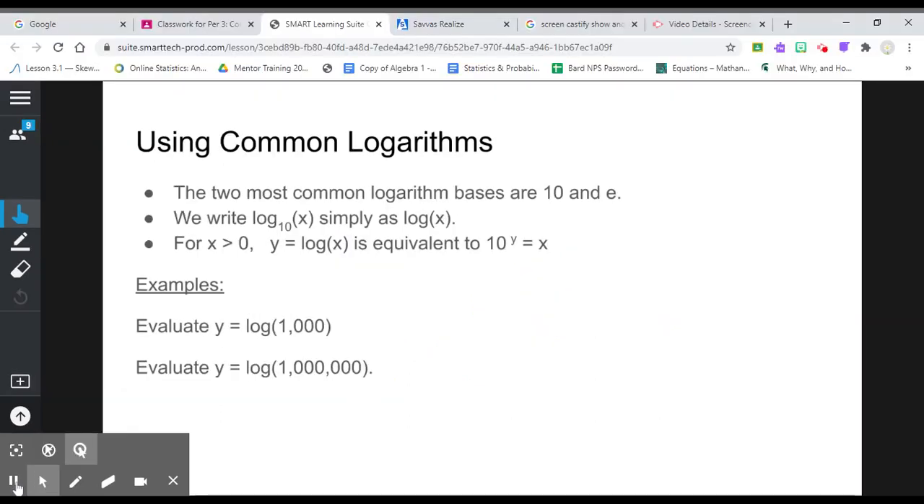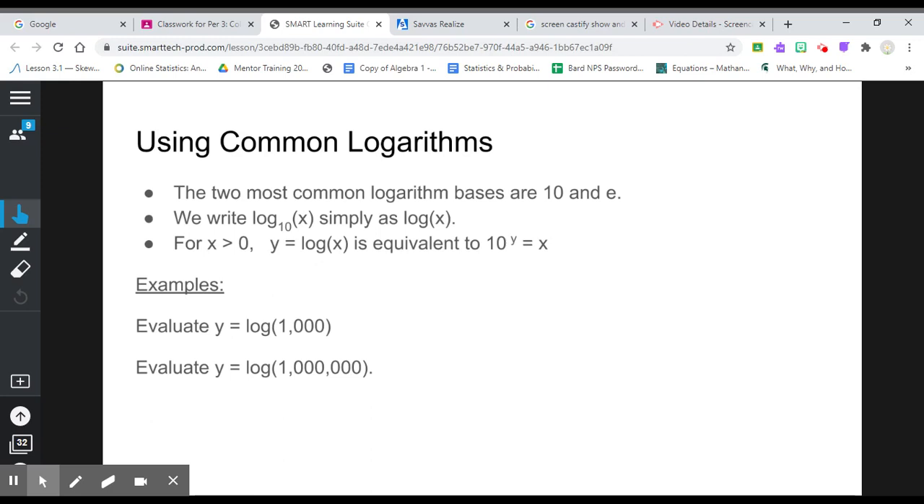So another way to evaluate logarithms is to use a common log. The most common log is the base 10 log. In your calculator, you're going to see a log function, and whenever you see log without a number, it's assumed to be base 10. The other common base you'll see is e, and that's the natural log, and I'll talk about that in the next slide.